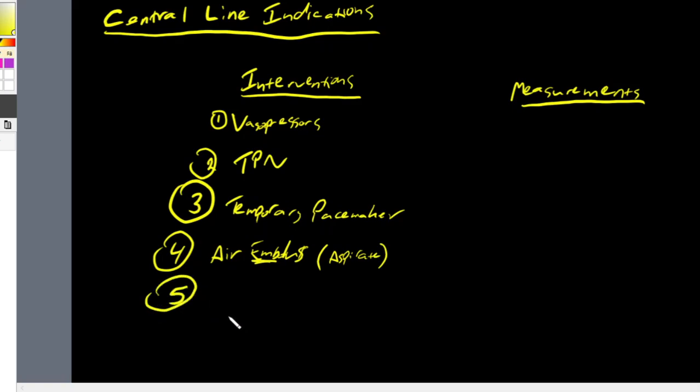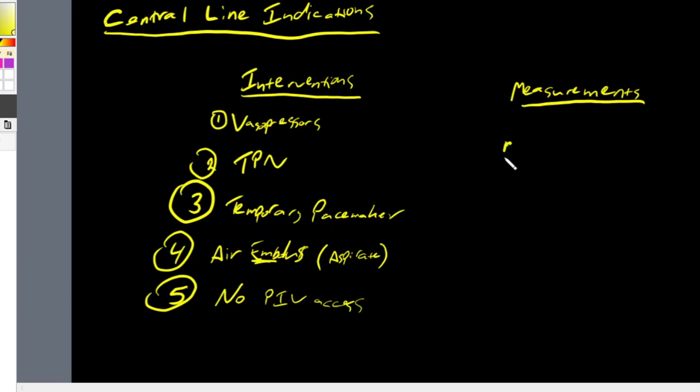And then the fifth and last intervention that we use a central line for is if you have no peripheral IV access. So if you have a patient who is a very difficult IV, and everybody has tried to poke them multiple times, at that point it's better to place a central line, or it's indicated to place a central line if you can't get good peripheral IV access.